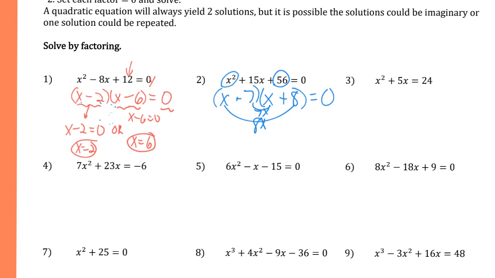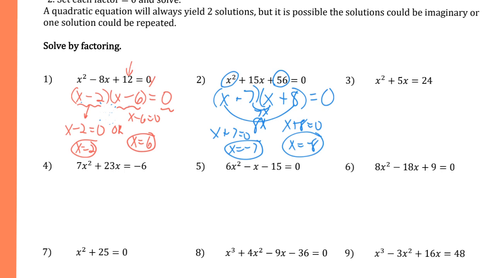And once you're done with that, you set each parenthesis equal to 0, each factor equal to 0, and solve it. You get x equals negative 7. And then the second one, x plus 8 equals 0, and subtract 8 from both sides, you get x equals negative 8. So that'll be the other answer. So one or the other could be used to solve it. So you've got to show both of them. Those are your options for solutions to this problem.